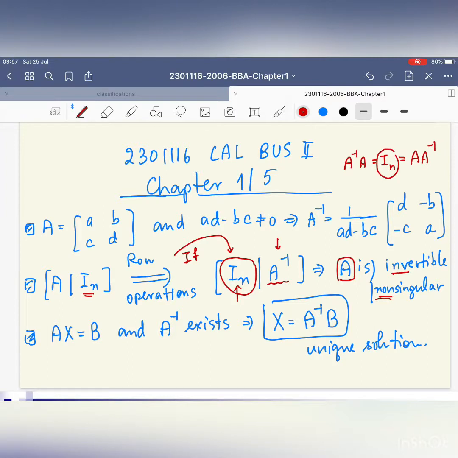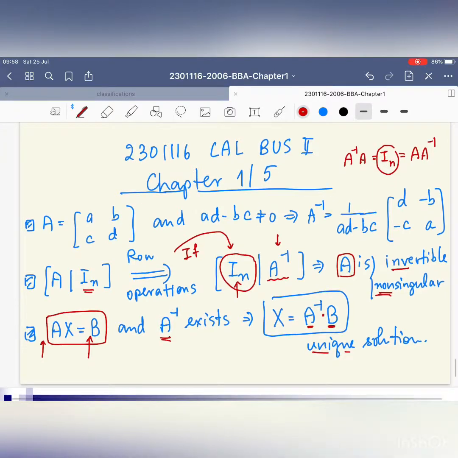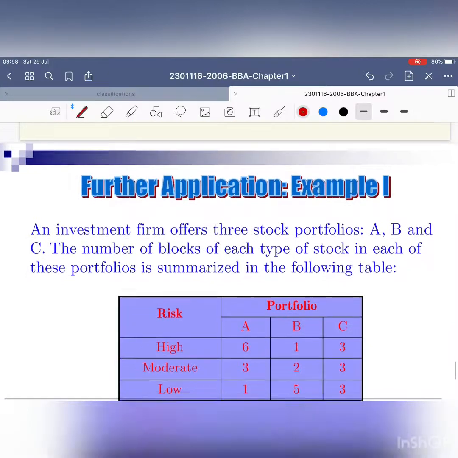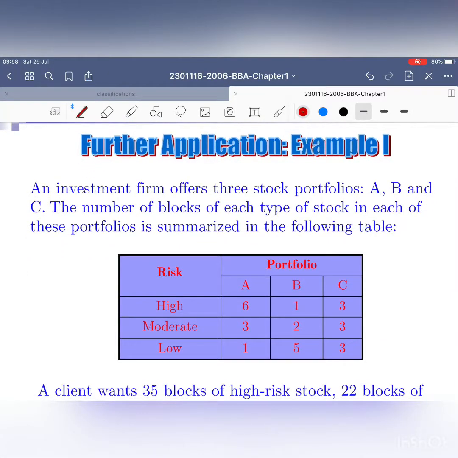So it means that if you have a system of equations in terms of matrices, AX equals B, and your A inverse exists, then your X always equals A inverse multiplied with B. And this must be the order, with your A inverse coming first and then multiplied with the B, because you multiply your A inverse on the left of both sides of your equation, and this is your unique solution.